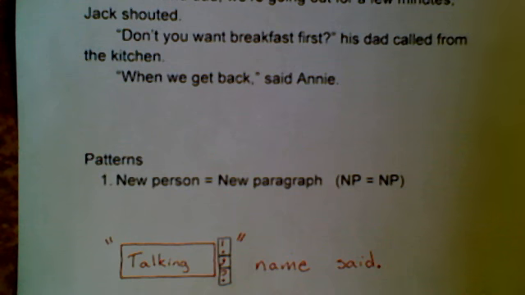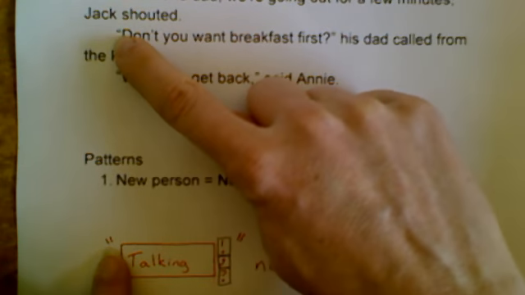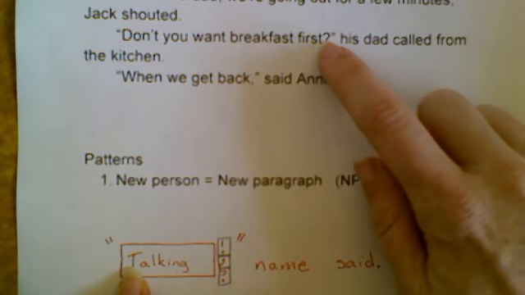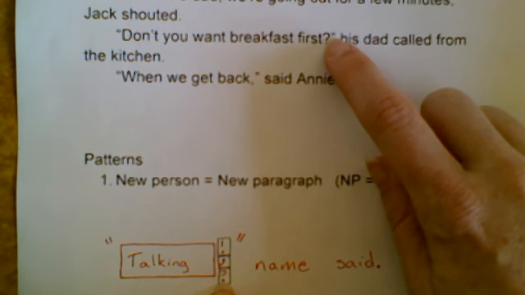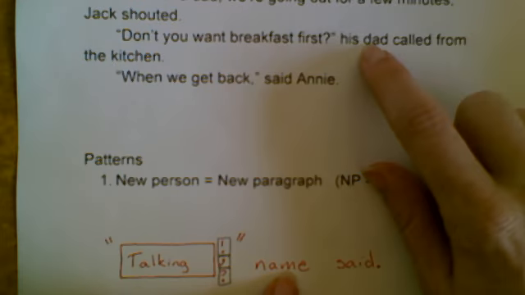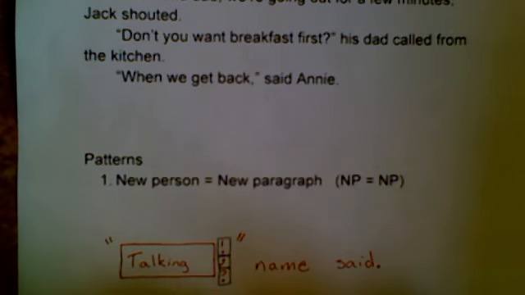Let's go ahead and take a look at another one of the dialogues. So we have the quotation, talking with capital D. Don't you want to get breakfast first? Then we have a punctuation. In this case, it's a question, so we have a question mark. That's one of their choices. And quotation, and then we're going to go for his name. So his dad, and the said, or how he says, called from the kitchen, period.